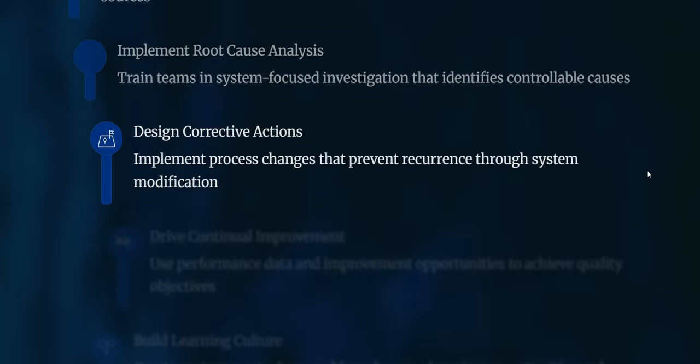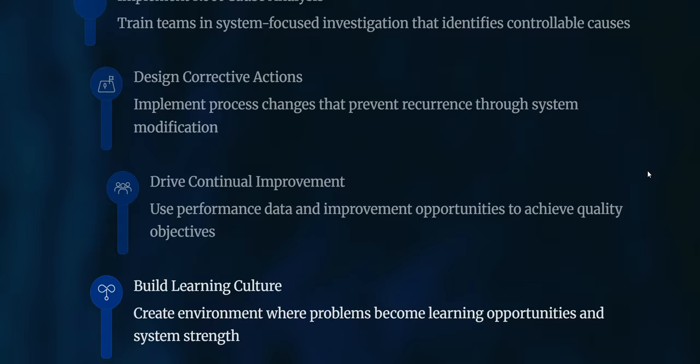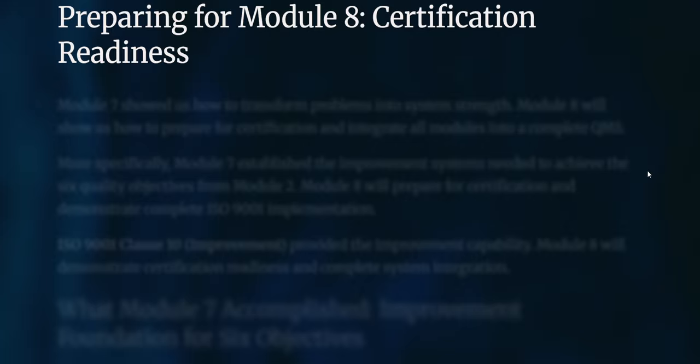Then design the corrective actions by implementing process changes that prevent recurrence through system modification. And then drive the continual improvement by using performance data and improvement opportunities to achieve quality objectives. Finally, build a learning culture by creating an environment where problems become learning opportunities and system strengths.